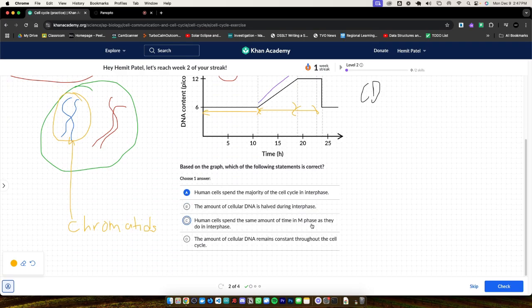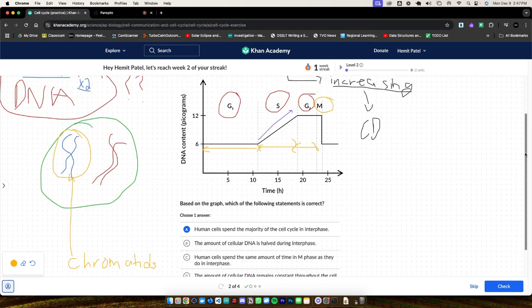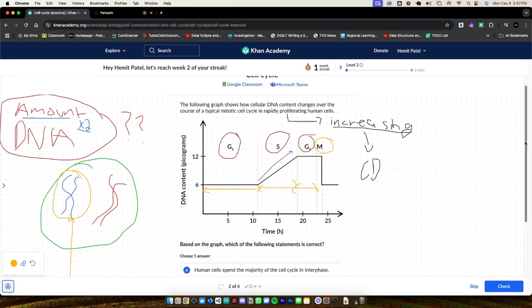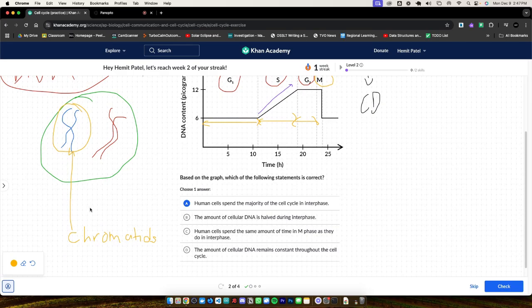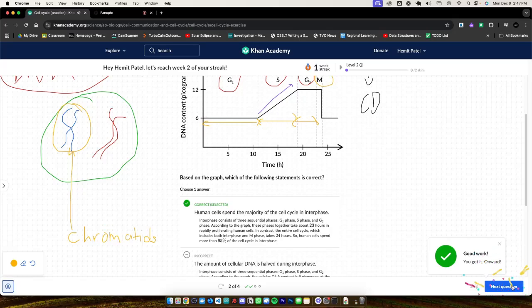That's the physical separation. The amount of cellular DNA remains constant throughout the cell cycle. That's also wrong. We just learned that it is doubled, and we learned even why and how it's doubled. So that's completely wrong as well. So it's A.